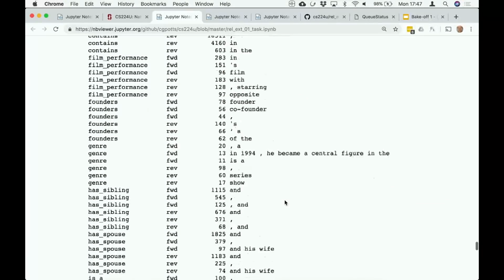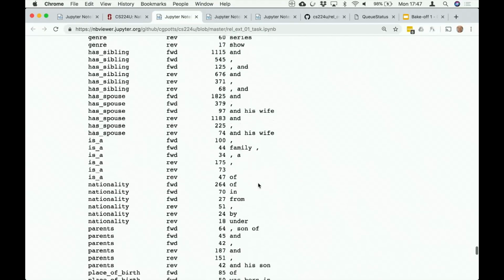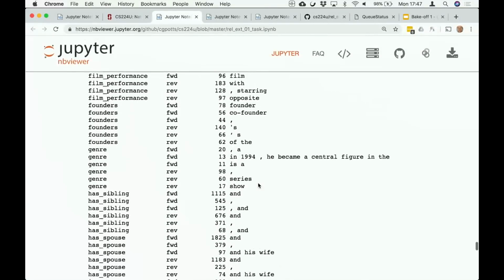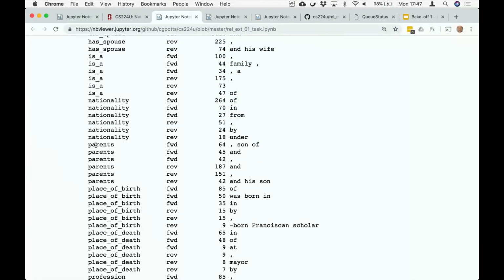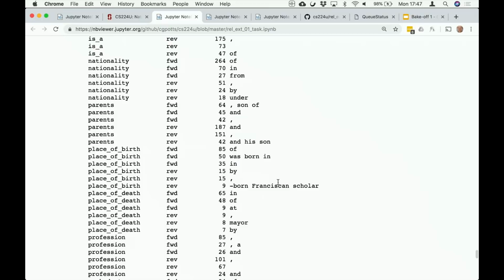So we find, for example, that there was a particularly good one. Was it parents? Yeah. So look at the parents relation. For the parents relation, the most common phrases are comma, son of, and comma in the forward direction. And in the reverse direction, and comma, and his son. So those sort of make sense. Certainly seeing the word son in there makes sense. You also see that punctuation and stop words are really common. So it's probably a bad idea to drop those.